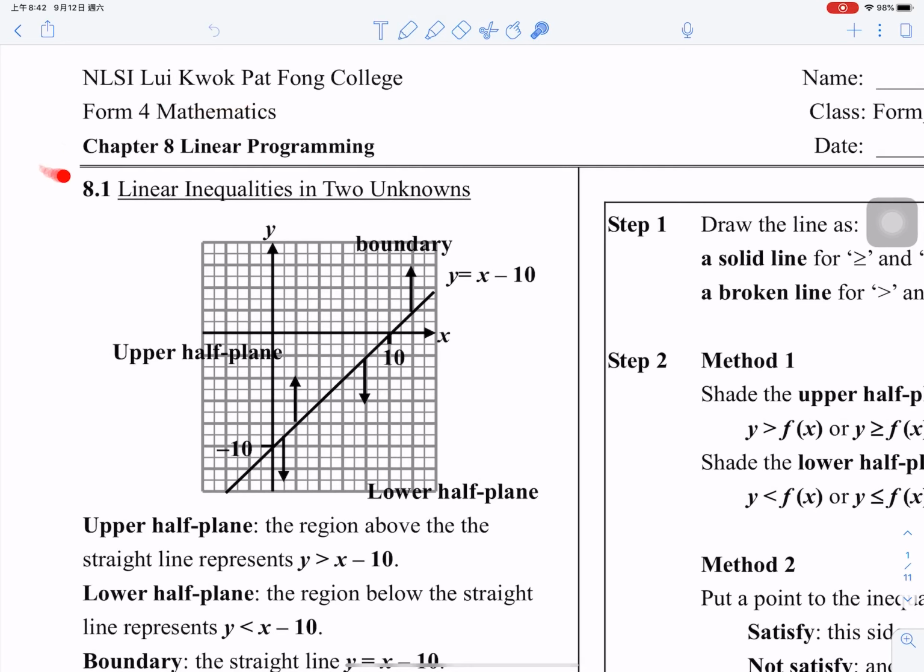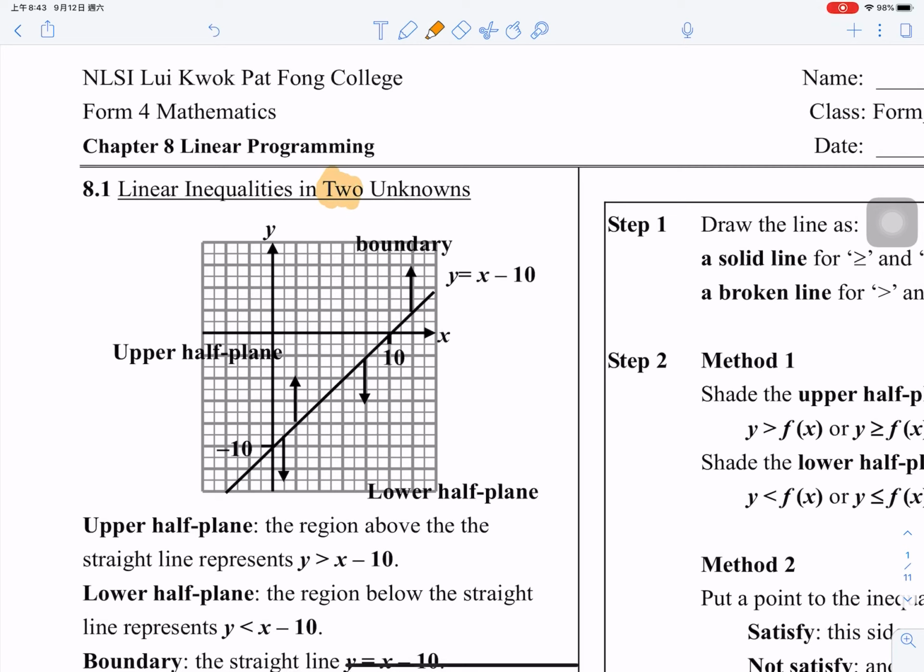Chapter 8 Linear Programming. In this chapter, we'll talk about linear inequality in two unknowns first, okay? Then about linear programming, actually is some practical situation, practical question that includes inequalities in two unknowns. So we need to study the inequalities first. Before, we talked about the inequality in one unknown in chapter 1, and now in two unknowns.